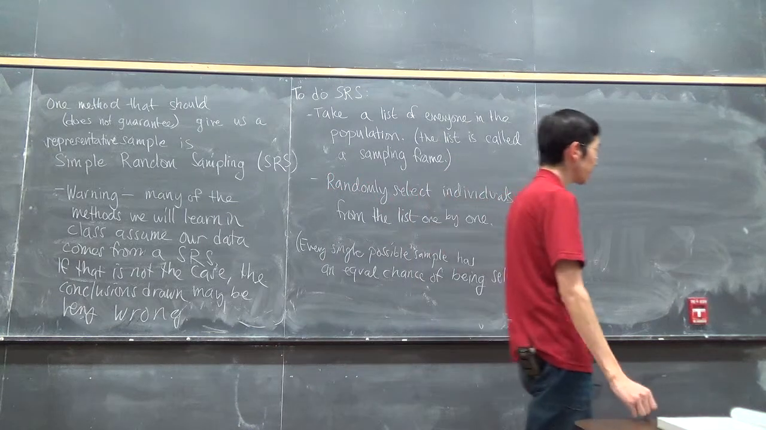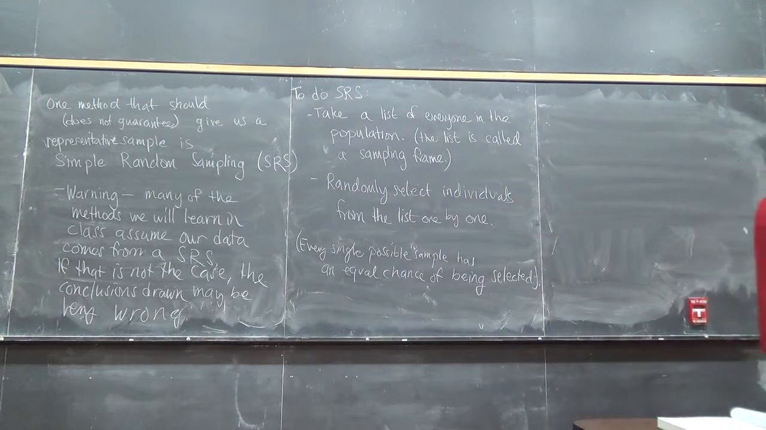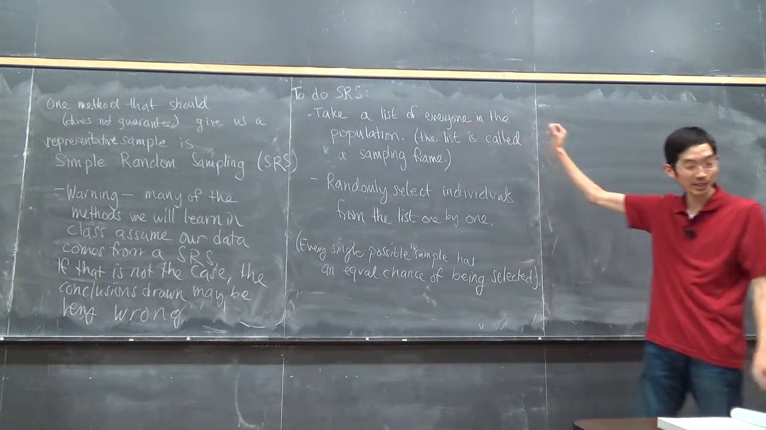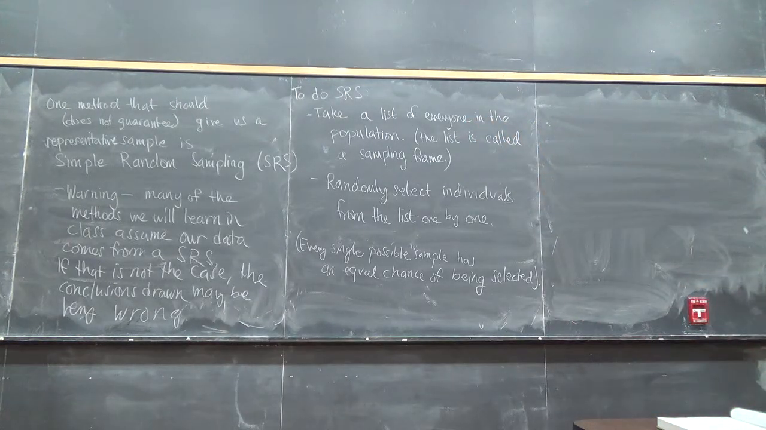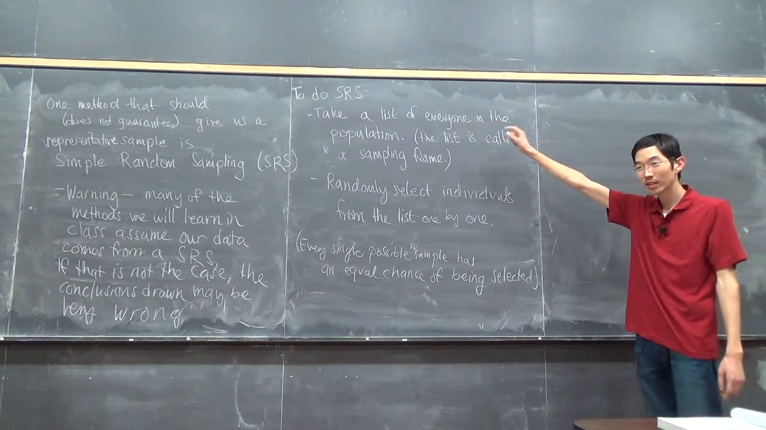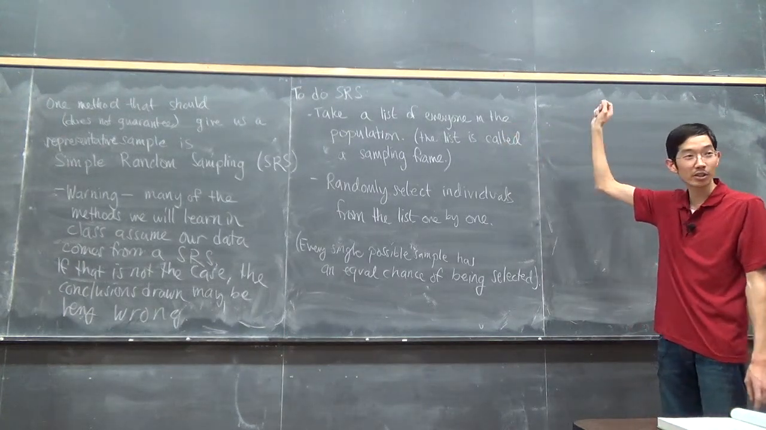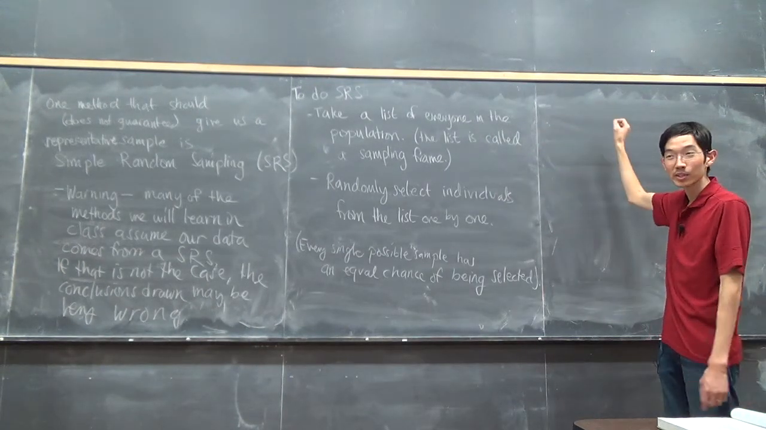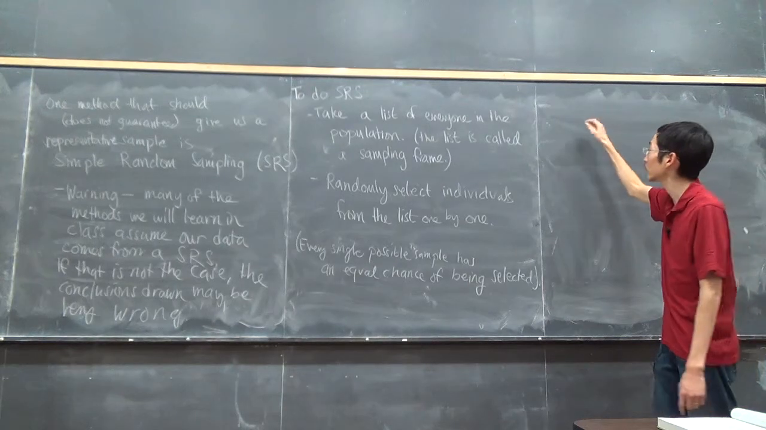The great difficulty of doing simple random sampling, can you guys see it? Is what? Getting this list of everyone. The random part is actually much easier than you might expect. Okay? Getting the list of everyone, that is very difficult. Getting a sampling frame that is everyone in your population is very difficult.